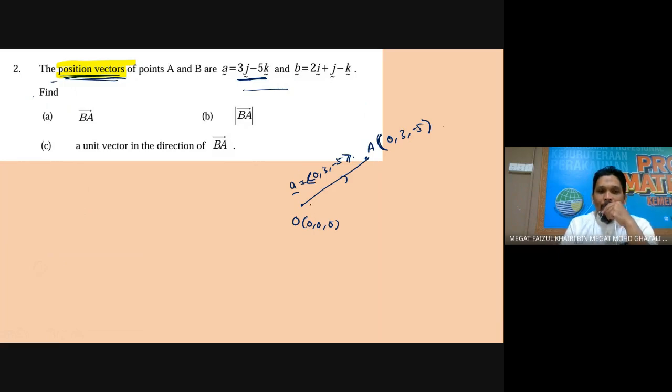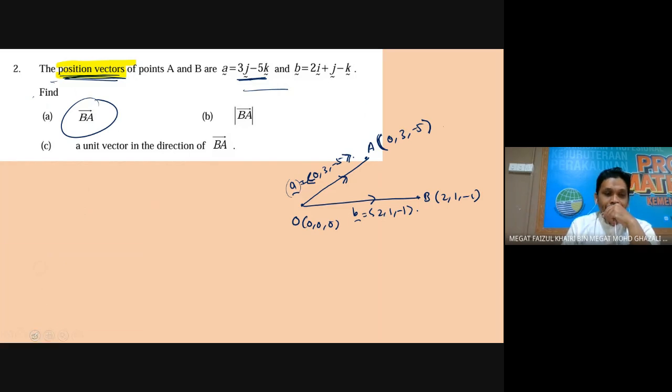So from O to A, this is the vector of A here, and O to B, with B having a coordinate of 2, 1, and negative 1. So it forms the position vector of B, which is 2i plus j minus k. That is O to A and O to B. Now let's find the vector BA.